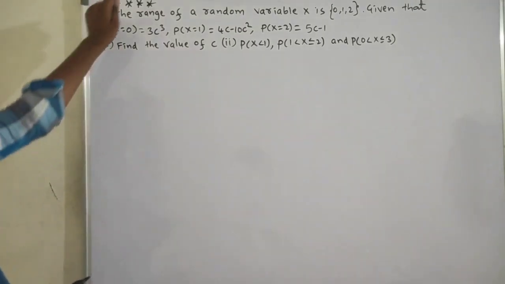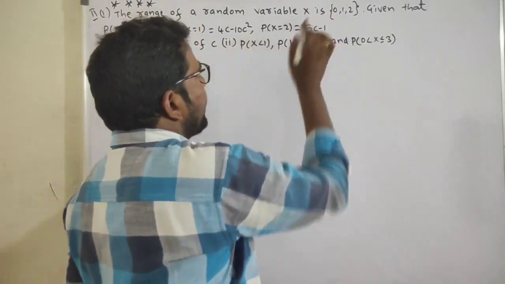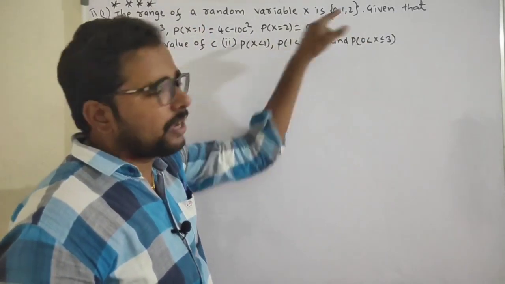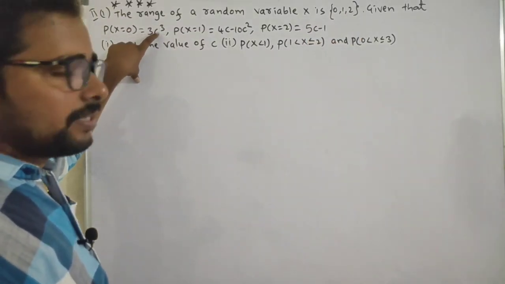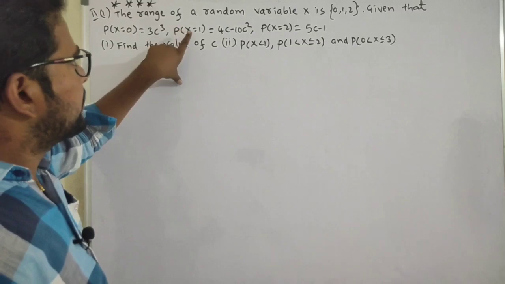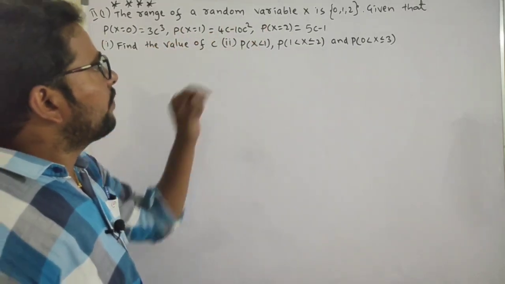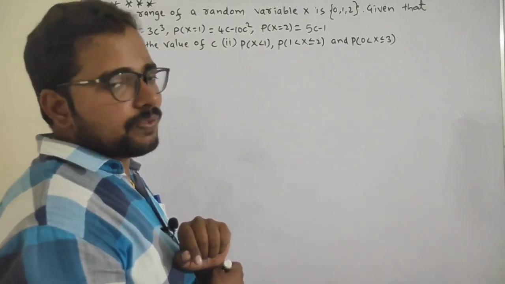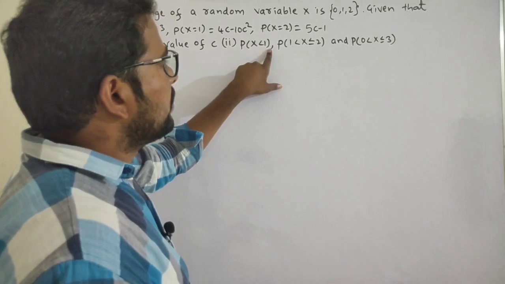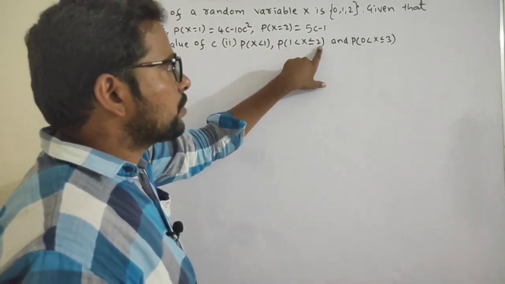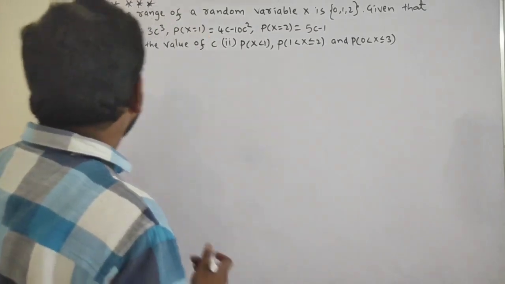Okay? The range of a random variable x is 0, 1, 2. So these are the range of the random variable x, that is, the outcomes 0, 1, 2. Given that P of x equals 0 is 3c power 3, P of x equals 1 is 4c minus 10c square, and P of x equals 2 is 5c minus 1. Find the value of c, P of x less than 1, P of 1 less than x less than or equal to 2, and P of 0 less than x less than or equal to 3.